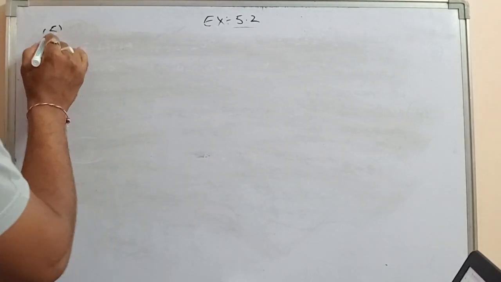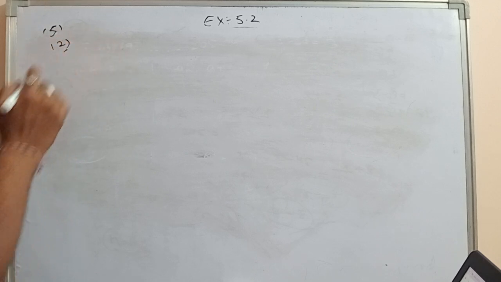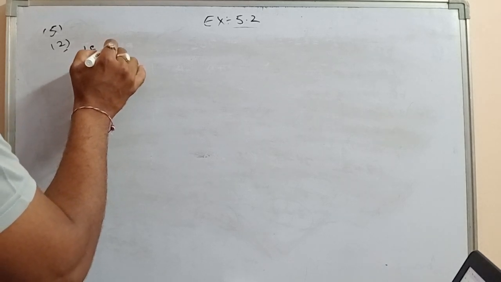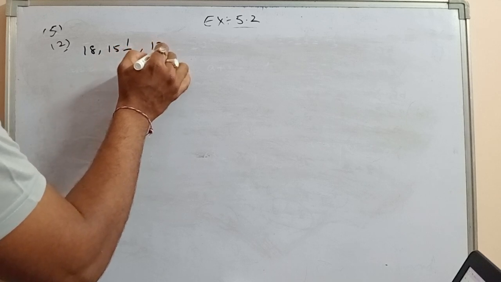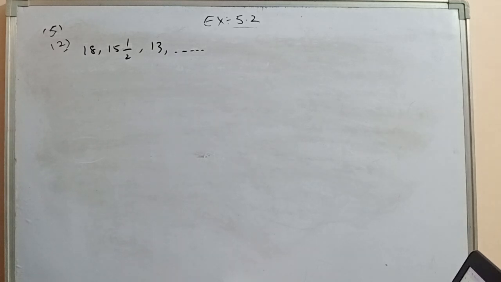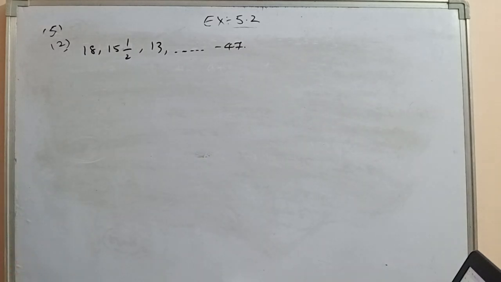Fifth one, second bit. It is given that 18, 15 1 by 2, 13, and so on is minus 45 or minus 47. Yes, minus 47. It is an AP.